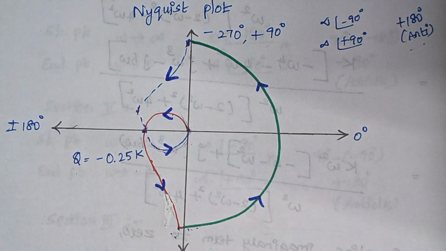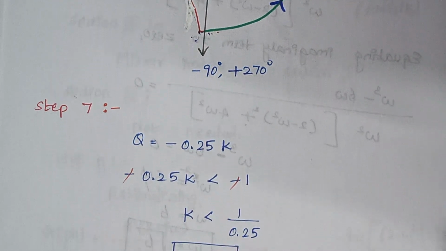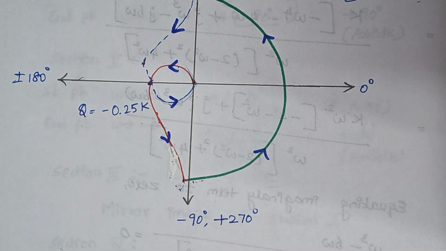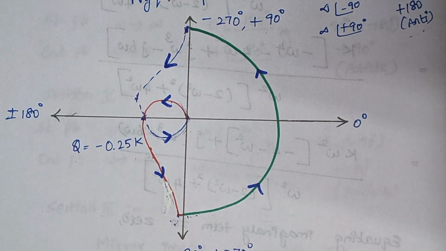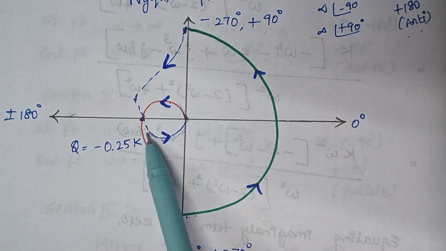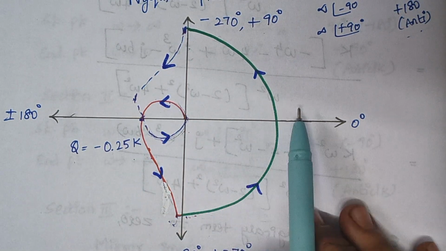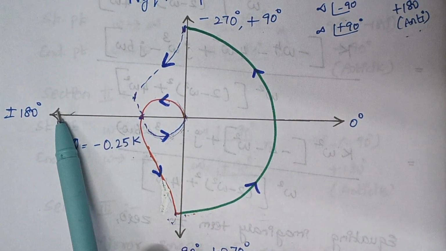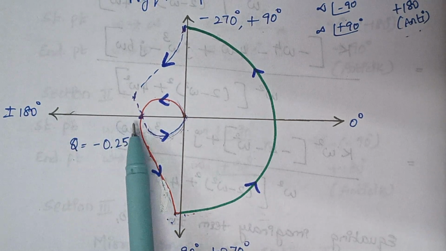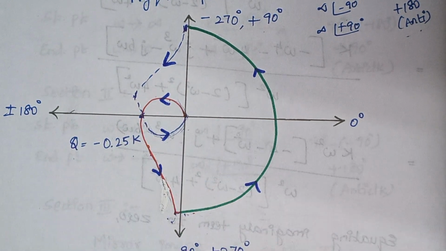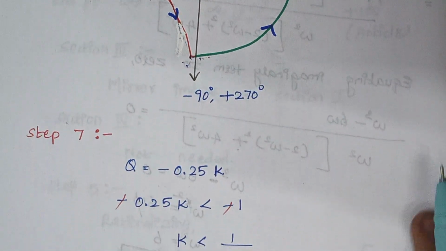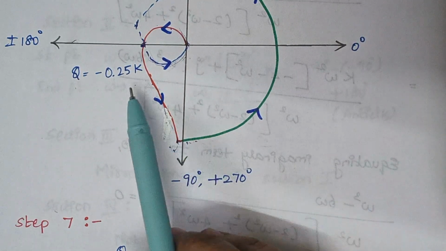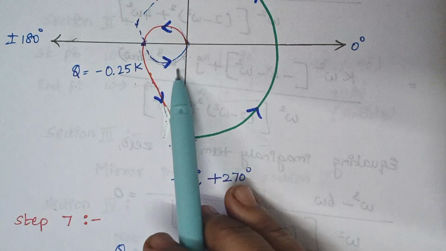Right. And now we are going to find the range of K. The value of Q is said to be minus 0.25 K. So again, we all know, what is the rule for stability? Here our Nyquist plot should not cover the minus 1 plus 0 j point, right? That is, the minus 1 point should be lying somewhere outside the plot. That is over here, not within this area. So here you see the value of Q is minus 0.25 K. Right. So this value of 0.25 K should be less than minus 1.